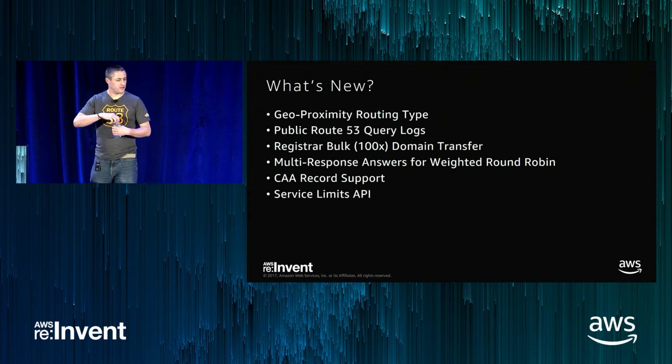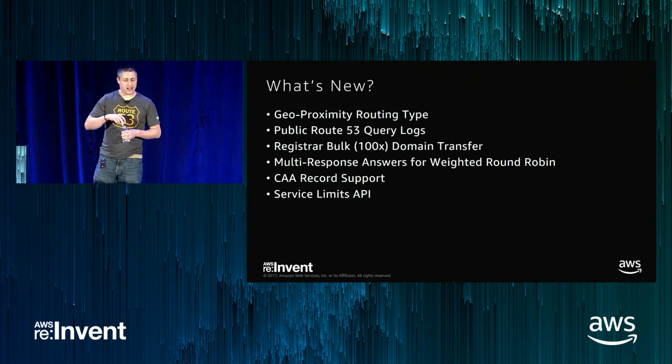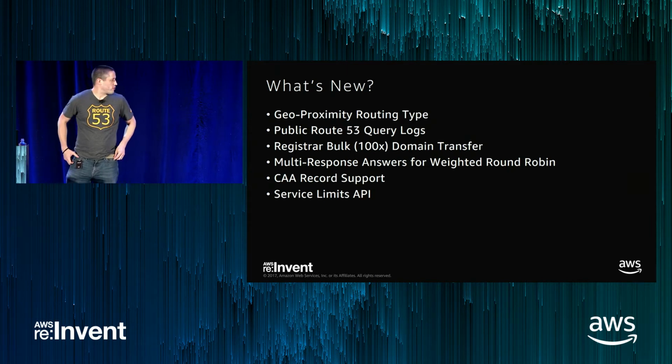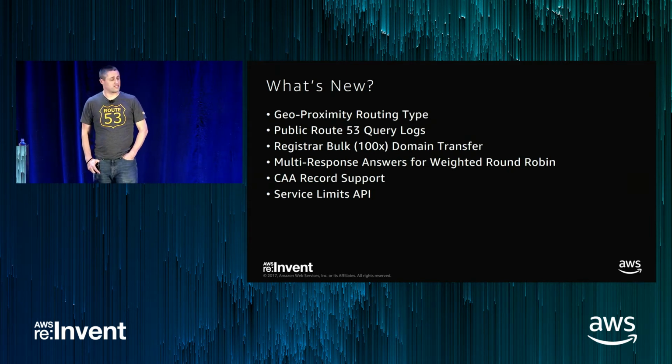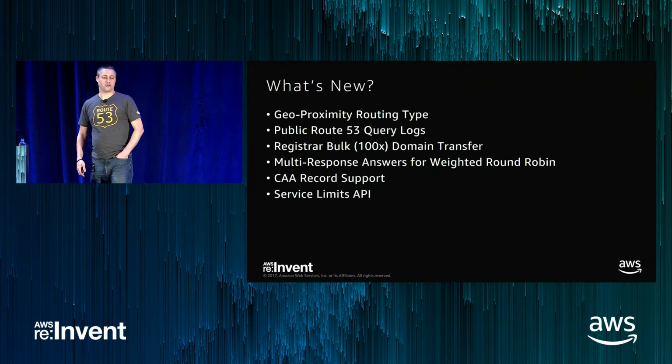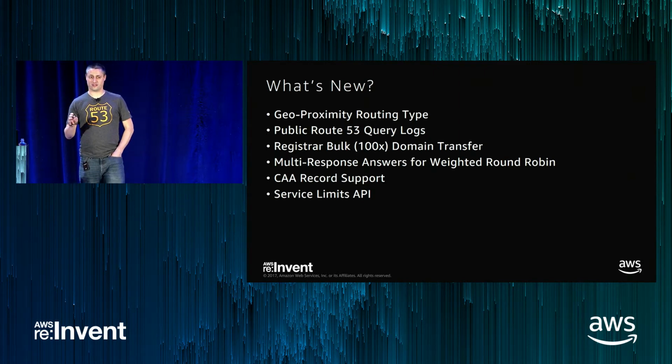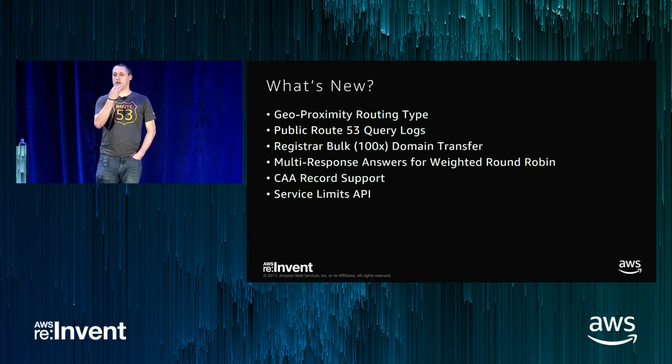Another new feature we have is the CAA record support. The CAA record, at least, is for certificate authorities. You can essentially create a record that says no certificate authorities should create certificates for my domain except these ones. And you're basically preventing someone else from impersonating you there.